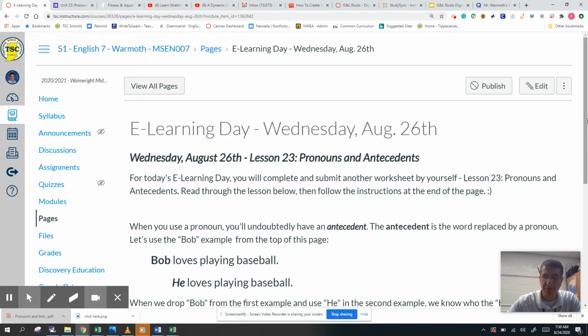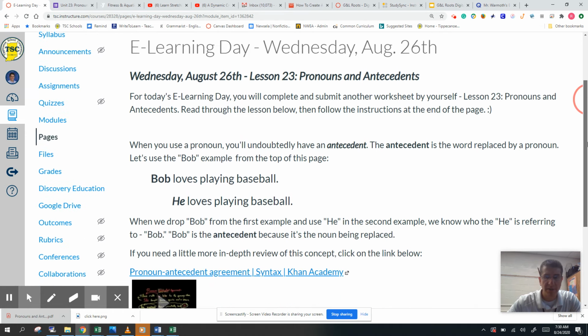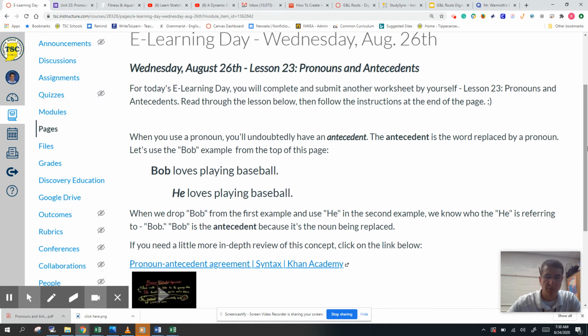and you'll have a page of instructions. Basically, this is just kind of reviewing what we may have already talked about in class Tuesday, pronouns and antecedents. You can start from the top and it gives you an example. Pronouns are words that replace nouns. You should remember that. Antecedents are the words replaced. So Bob loves playing baseball. Instead of saying Bob, we could say he loves playing baseball. So he is the pronoun and Bob is the antecedent.